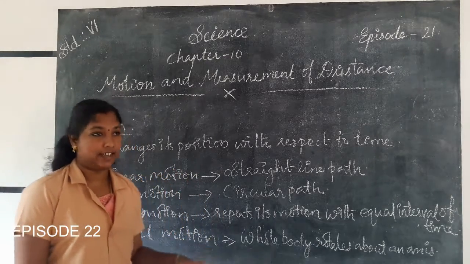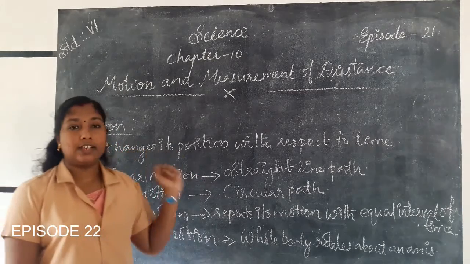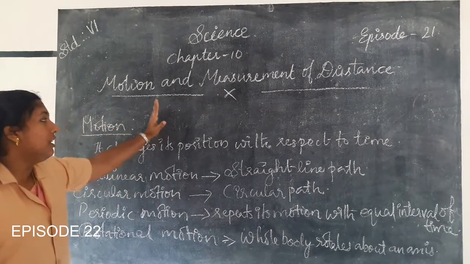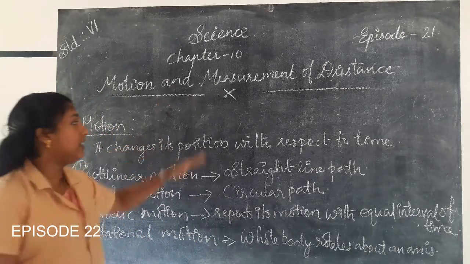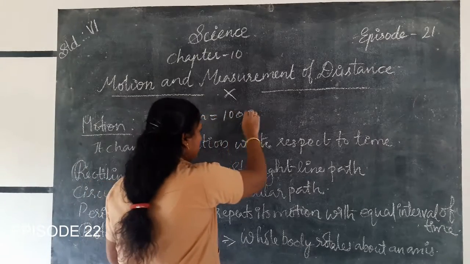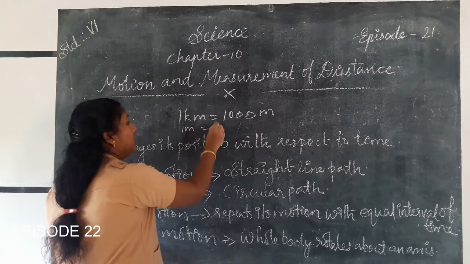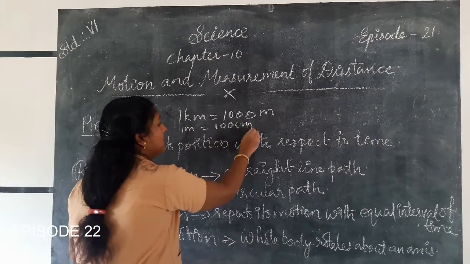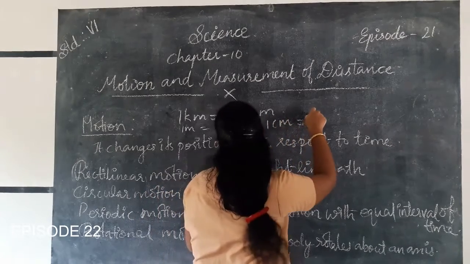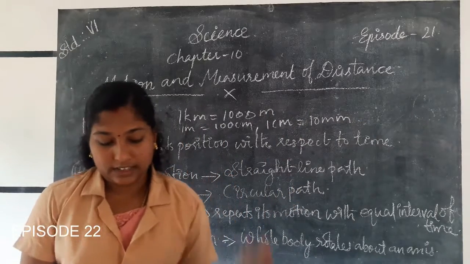To measure length and distances, we use SI units, that is standard international units, for measuring length and distances. For measuring distances, we use kilometer. 1 kilometer is equal to 1000 meter. 1 meter is equal to 100 centimeter. 1 centimeter is equal to 10 millimeter. So all these things we learned in this lesson.